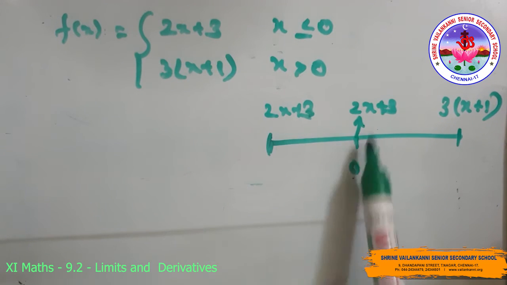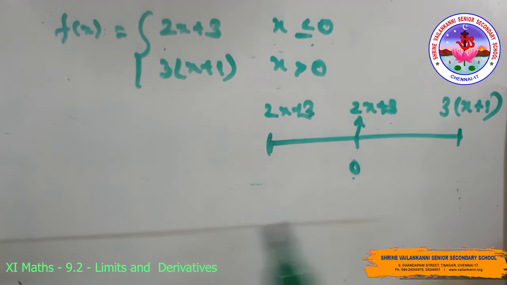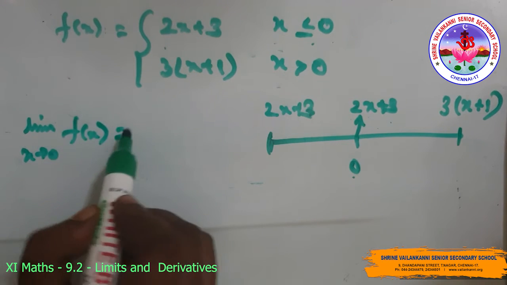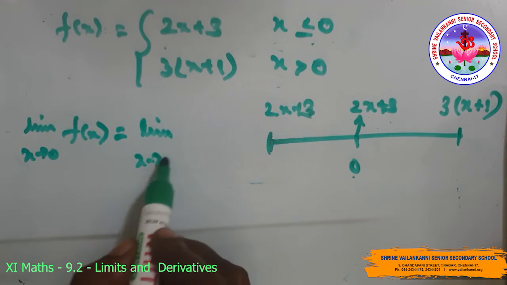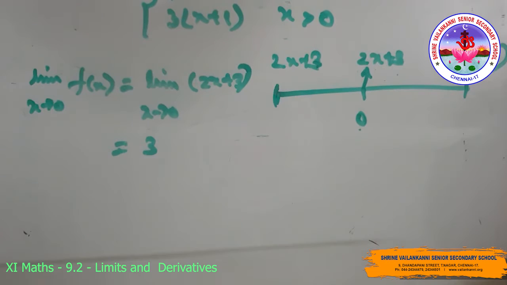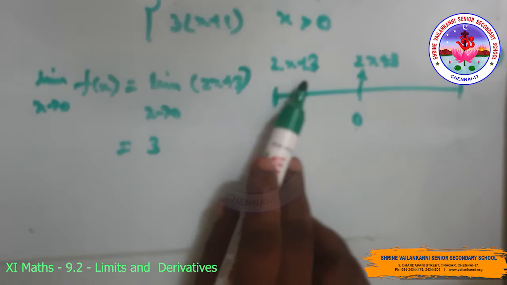Here at x equal to 0, the function is 2x plus 3. So 2 into 0 plus 3, which is 3. So limit x tends to 0 f of x, which is equal to limit x tends to 0 2x plus 3, which is equal to 0 plus 3, which is 3. Now we have to find left hand limit and right hand limit. If all the three values are same, then we can say that limit x tends to 0 f of x exists. So to the left of 0, we have the function is 2x plus 3.